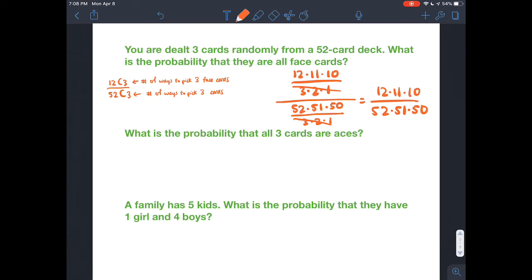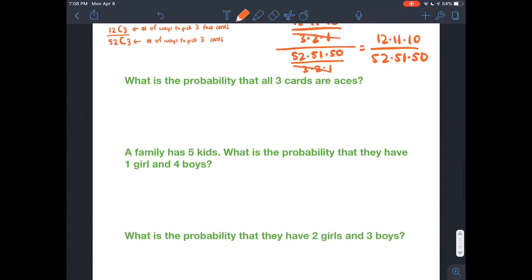Okay, and there are some other simplifications that we could do, right? But for now, you can just plug that into your calculator to get the decimal equivalent. Okay, but that would be the probability that your 3 randomly chosen cards are all face cards.